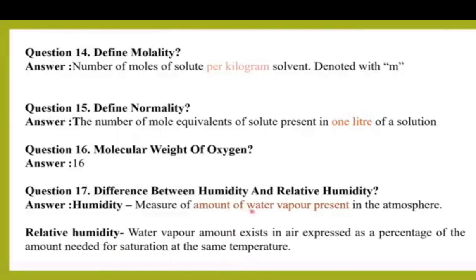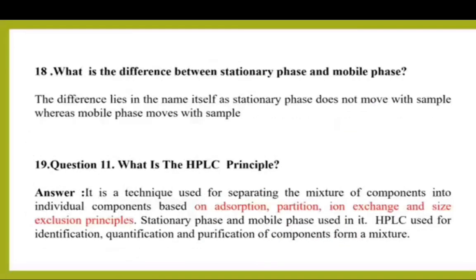So humidity is the measure of water vapor in the atmosphere, whereas relative humidity is the water vapor amount which exists in air expressed as percentage of the amount for saturation at the same temperature. So let us move on to the next question.